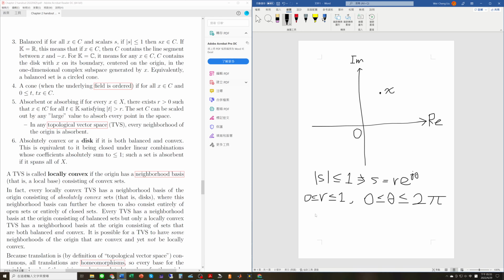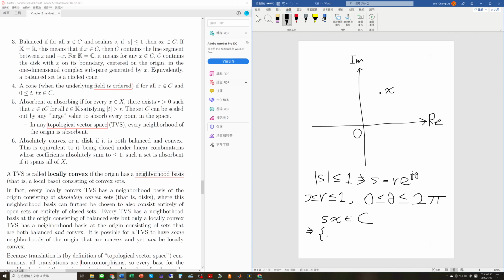Then s times x is in C. Let me write xs is in C. So what does this mean?